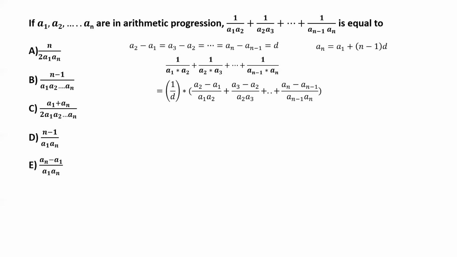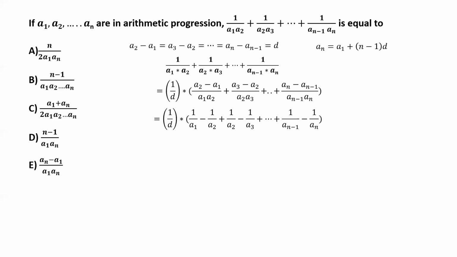So I've taken out 1 by d as common, and then within the parenthesis, I could write out each numerator as the difference of successive terms. Once I do that, I can expand the terms out like this. So the first term becomes 1 by a1 minus 1 by a2. The second term becomes 1 by a2 minus 1 by a3, and so on.